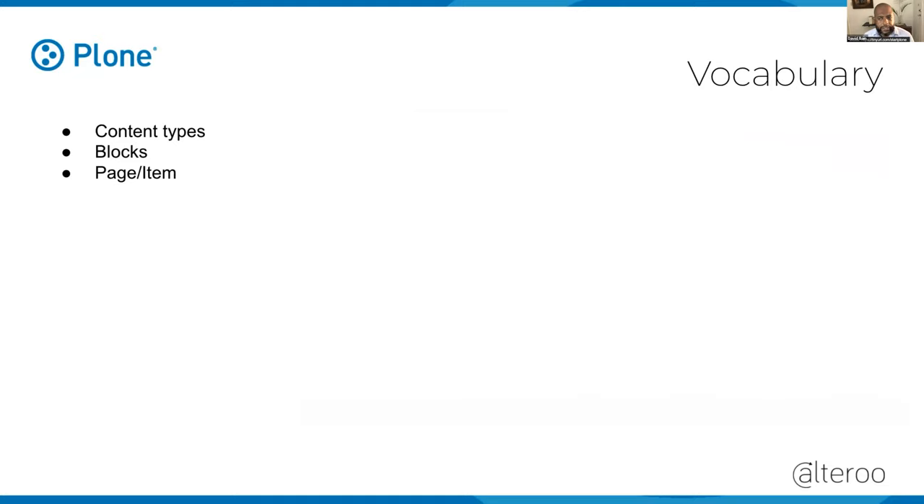And websites are composed of web pages. For the vocabulary for Plone, we will talk a bit about content types. Also look out for the word blocks, which are now the components that are used to create pages. I will sometimes use the word item during this presentation, and I almost always mean a page. And a page can be of any type. So it could be a news item, or it could be an event, or it could be a standard page. But just for a generic term, I'll sometimes use the term item.